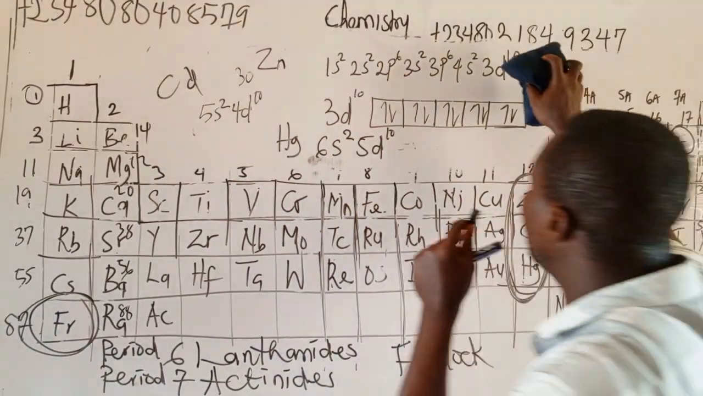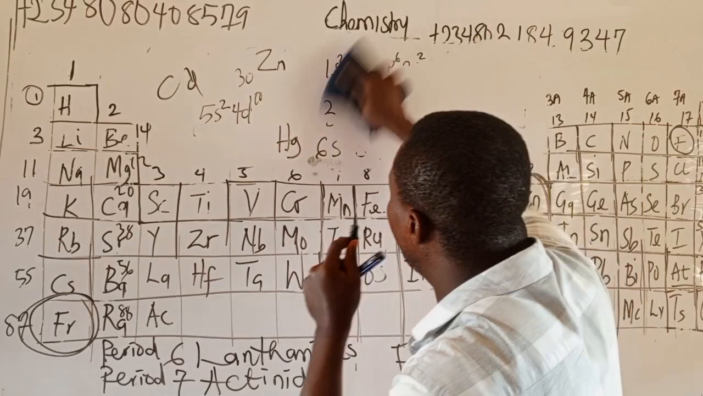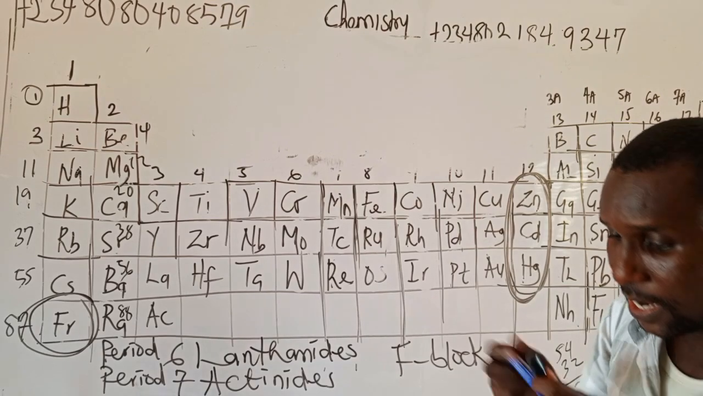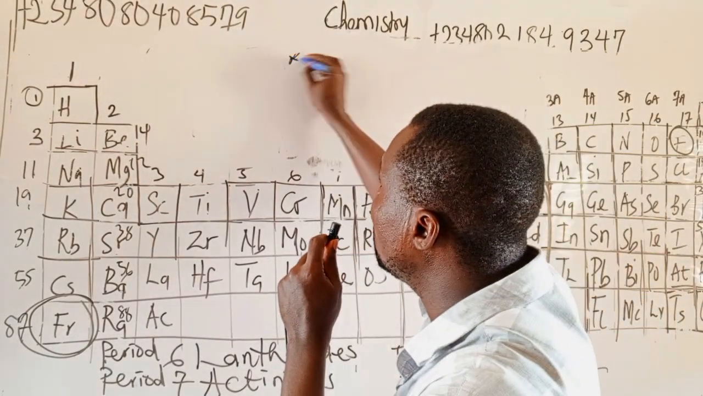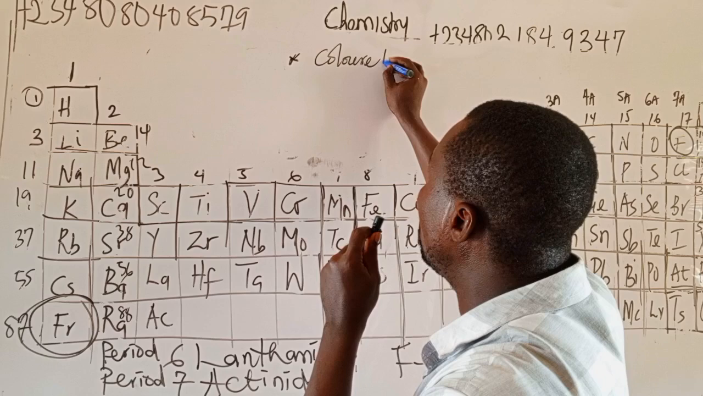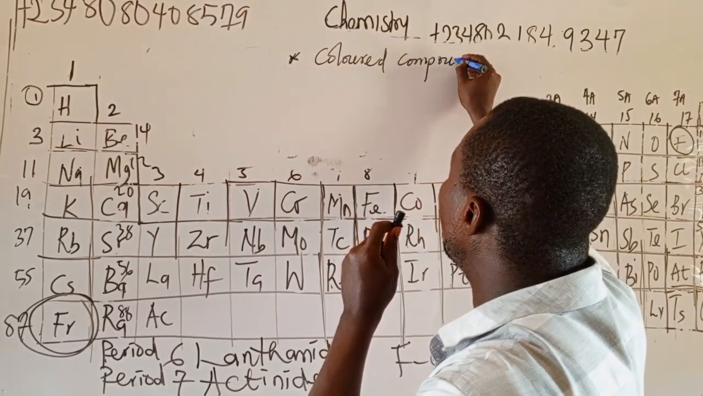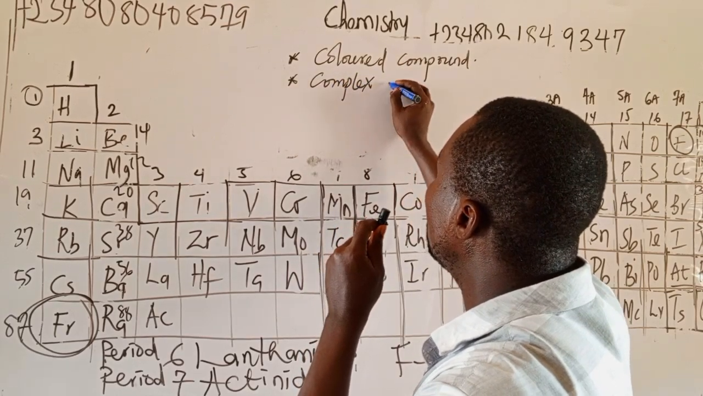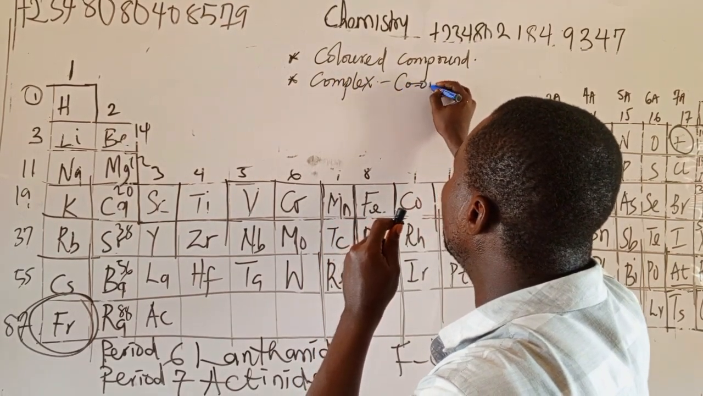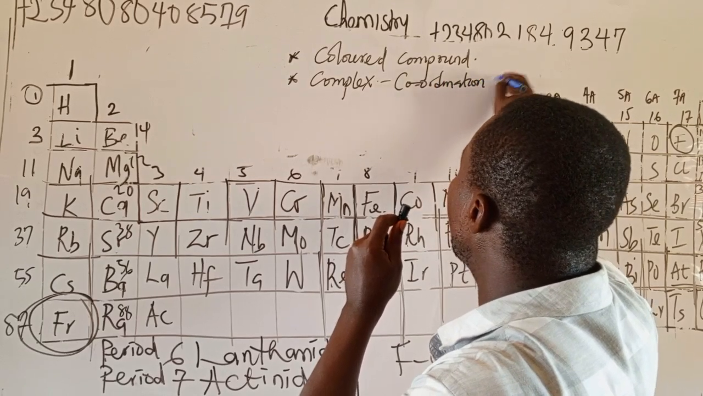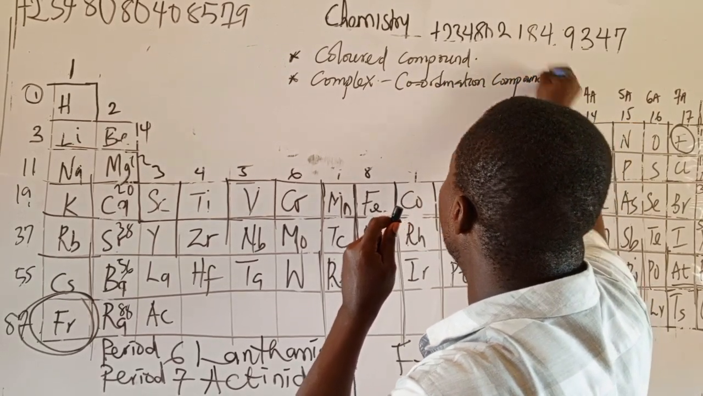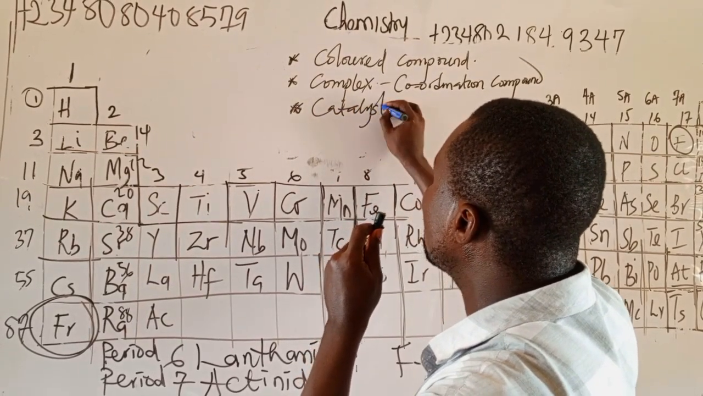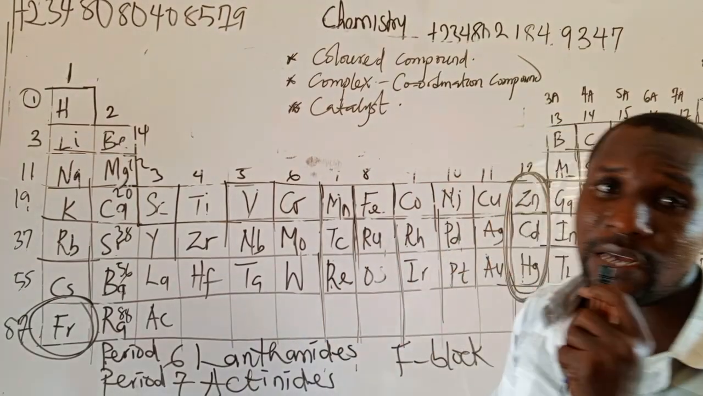Characteristics of transition metals. They form colored compounds. They form complex compounds, or you can call them coordination compounds. They are used as catalysts. Take note, they can be used as catalysts.